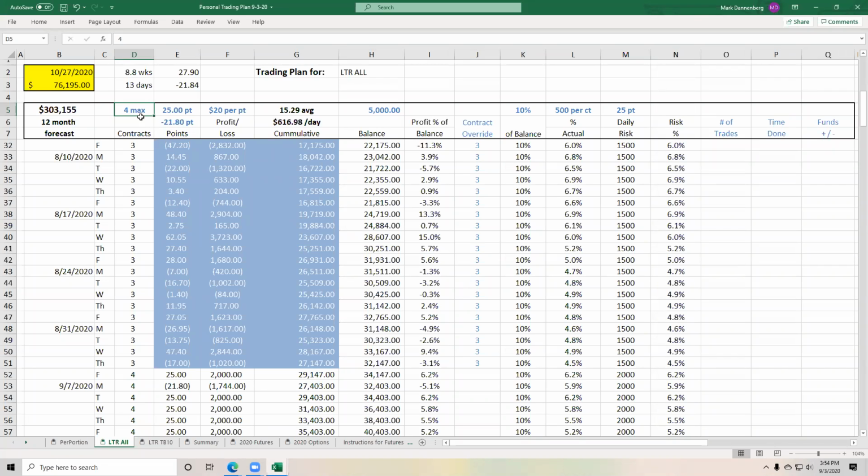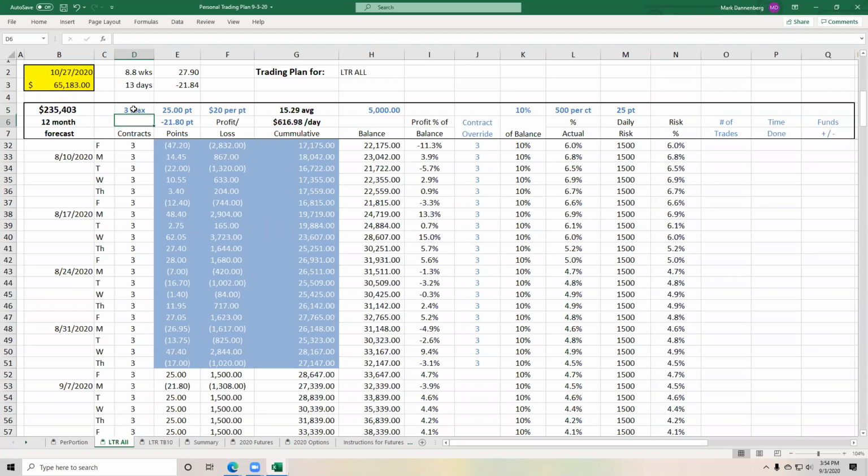So given that 3 contracts gives us an income over a 12-month period, based on the current run rates, of $235,403, well, 4 contracts would increase that potentially to $303,000, or 5 contracts would increase it to $370,000 potentially. And of course, it's always limited by no more than 10% of the balance of the account. So I'm going to leave it at 3.